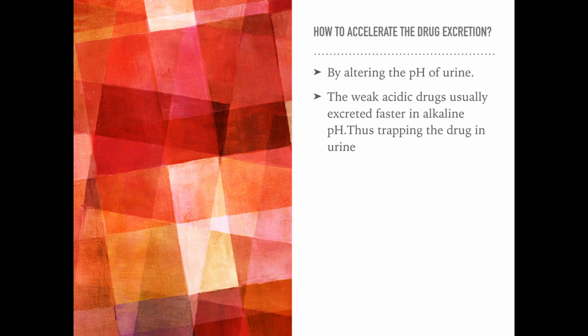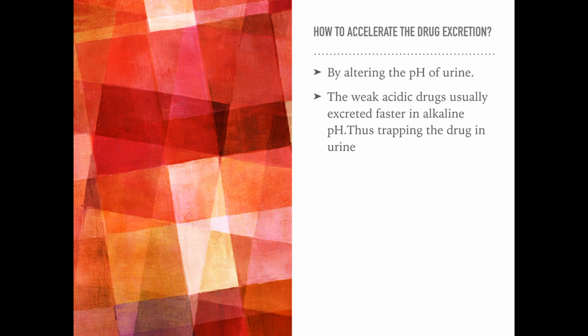Using the Henderson-Hasselbalch equation, we can find out how to accelerate the excretion of drugs. As we all know, almost all drugs are filtered in the glomerulus, and if the drug is in a lipid soluble form, during its passage down the renal tubule, a significant fraction of the drug will be reabsorbed by simple passive diffusion. So if the goal is to accelerate the excretion of the drug, then we need to change the pH of the urine.